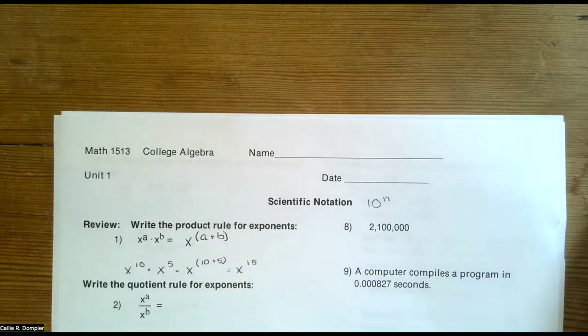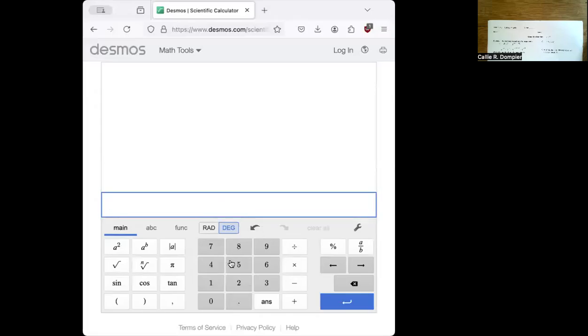Again, we can go to Desmos and just show that this is true. So if I have 5 to the power of, let's pick a little low one, right? 5 to the power of 5 is 3,125. 5 to the power of 2 times, remember, 5 to the power of 3, that gives us the same. It's like adding the 2 and the 3 to get the 5, the same answer. Good, so that's the product rule for exponents.